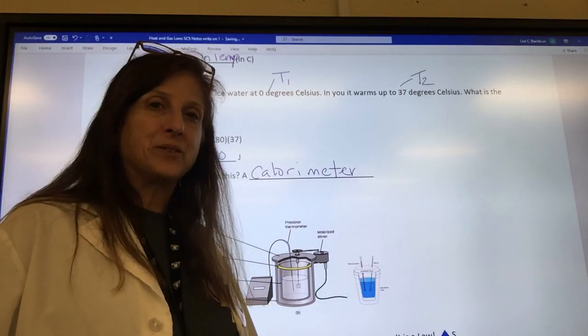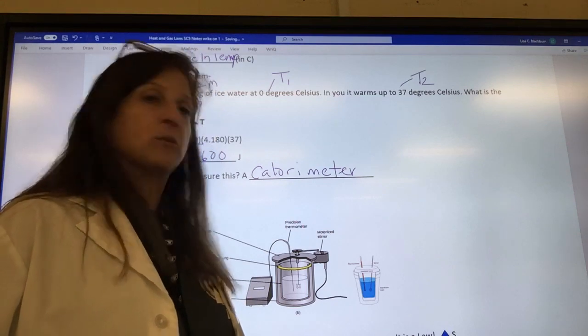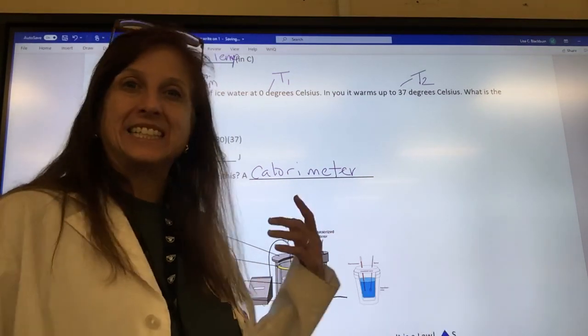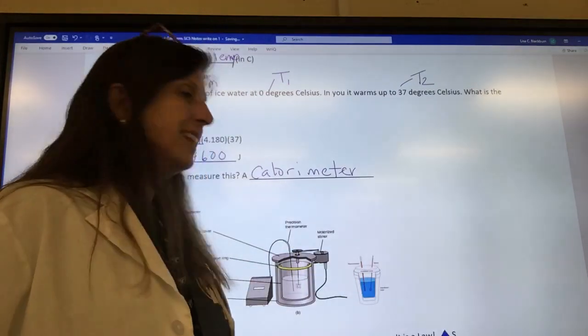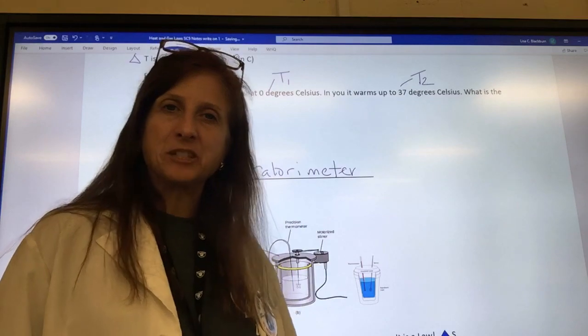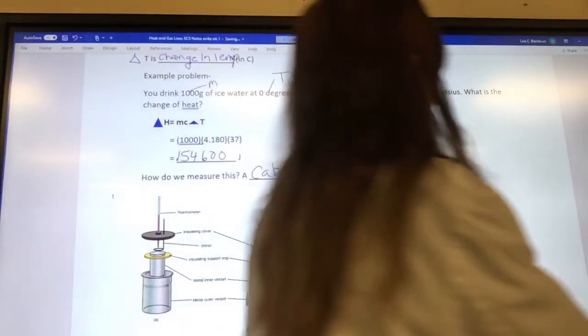So, very fancy high-tech equipment. I remember the very first time I was in high school, and they said, we're going to use a calorimeter today. I was like, ooh, fancy science equipment. This is going to be great. And then it was a styrofoam cup, and I was like, really? Little disappointed, but that's what it is. All right.